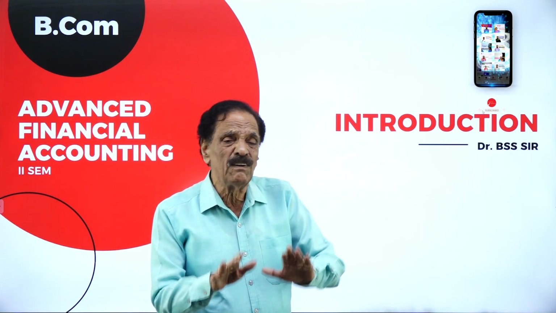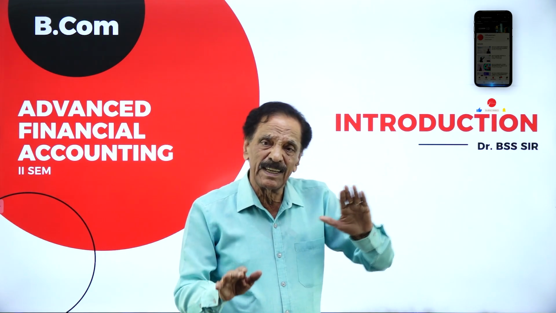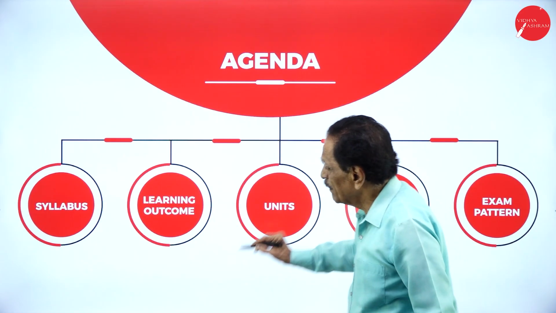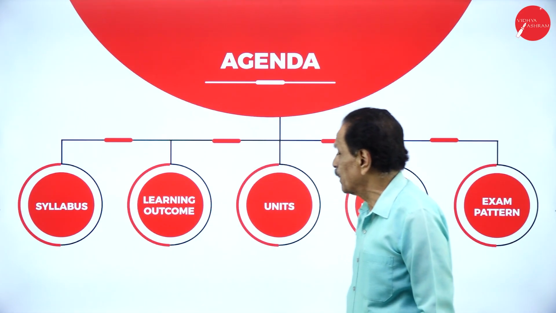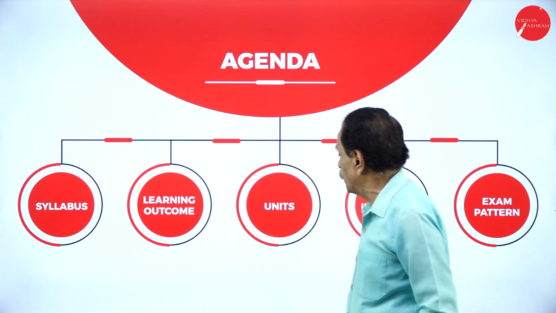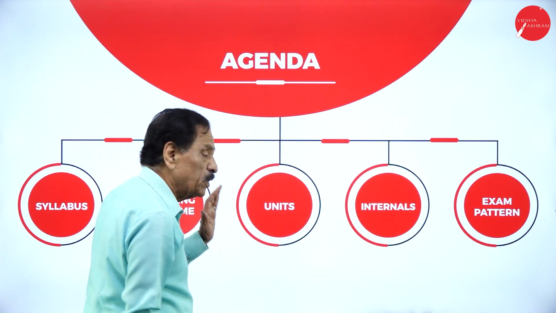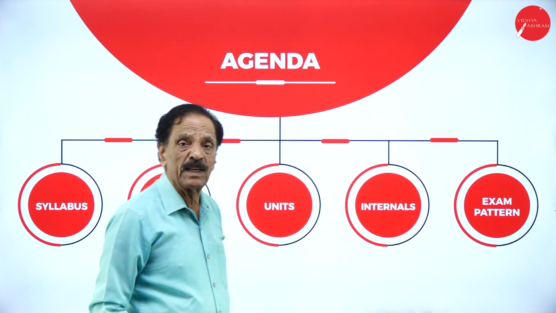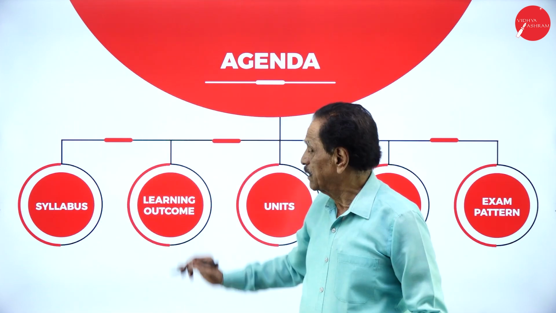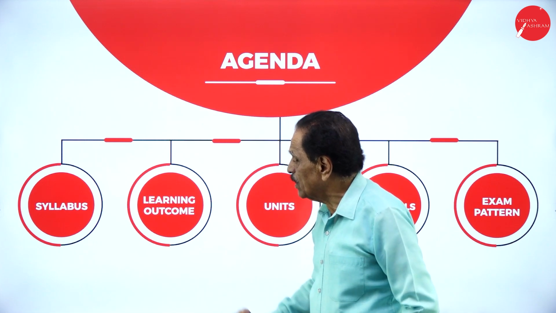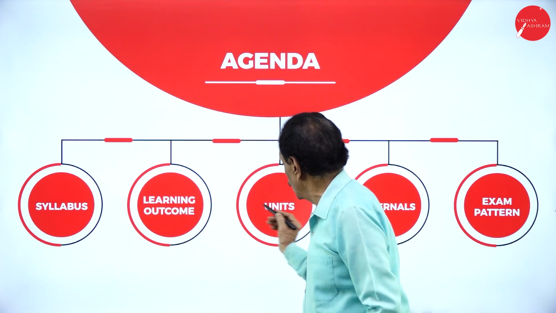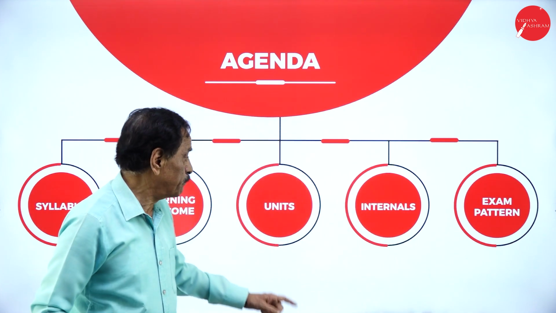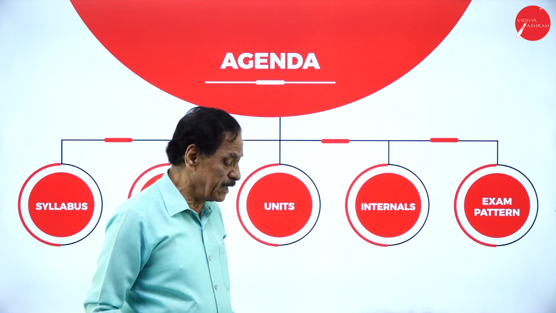Here I am going to give the syllabus and the content in detail. Agenda: what the syllabus is, what the learning outcomes are, how many units there are, how many internals we are going to conduct, and what the exam pattern is. So the split of this agenda is syllabus, learning outcome, units, internals, exam pattern.